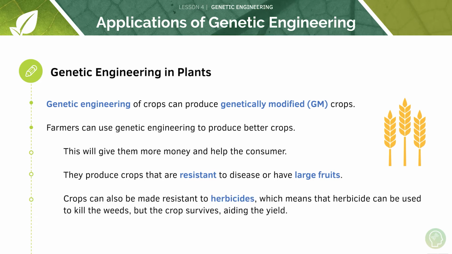And crops can also be made that are resistant to herbicides, which means that herbicide can be used to kill the weeds, but the actual crop itself survives, therefore allowing for maintenance of the crop yield.